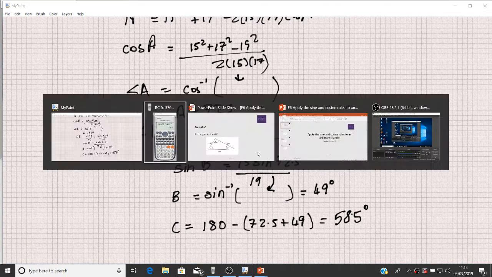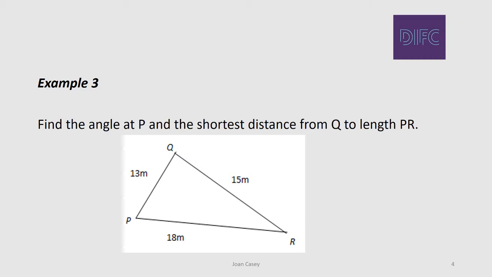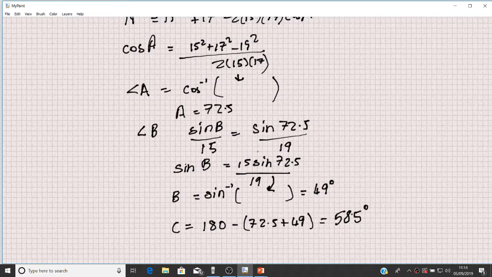So we'll take a look at the last example. And the final example is to find the angle at P and the shortest distance from Q to the length PR. And we're actually given the lengths 13, 15, and 18, all in meters. So I'm going to take a look at this one. Just clear this down, and I'll sketch the triangle. Again, a rough sketch. So maybe we should do it like this, would be a bit better.